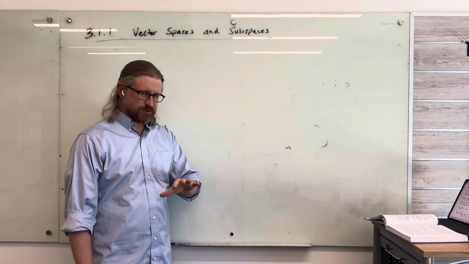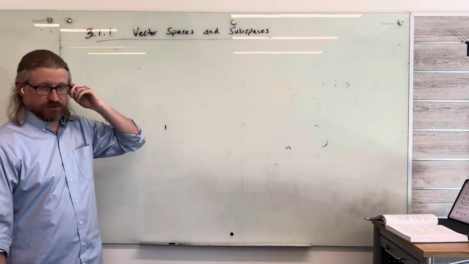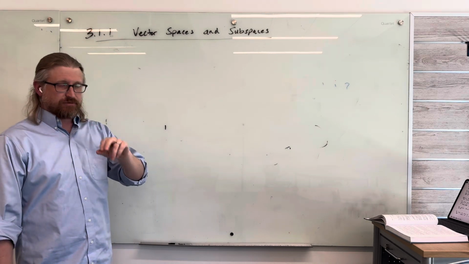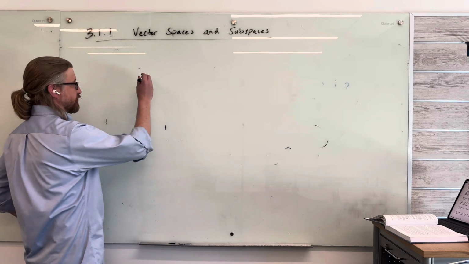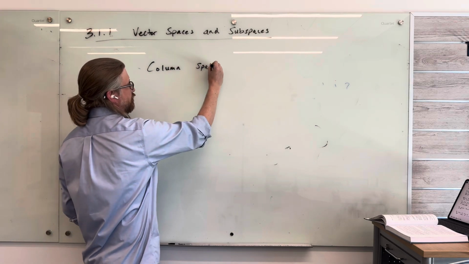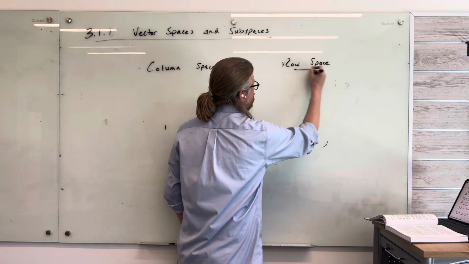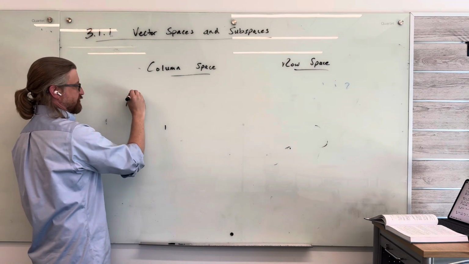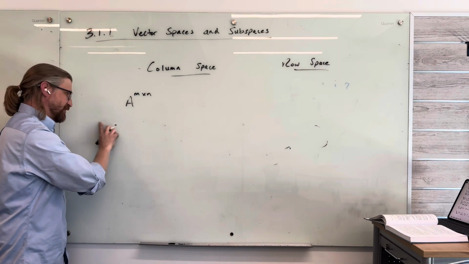Welcome to part 2 and the last part of 3.11, where we're going to be talking about vector spaces and subspaces, but specifically focusing on the first two fundamental vector spaces, known as the column space and the row space, specifically for matrices. And so we're going to focus on a matrix A that is an M by N. So we are looking at a rectangular matrix specifically.